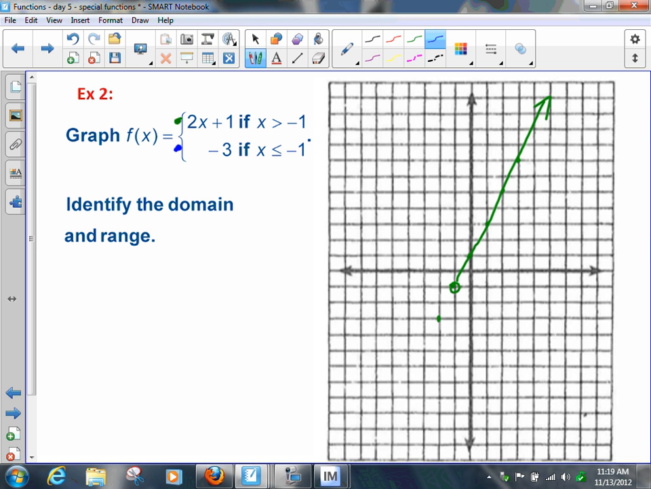I've got to take care of f of x is equal to -3, which is going to be a horizontal line at -3. Do you guys agree with that? Okay? But, 1, 2, 3. Is that right? No, why not? Because it says if x is less than or equal to -1. So I'm going to have a closed circle at -1, where x is -1.